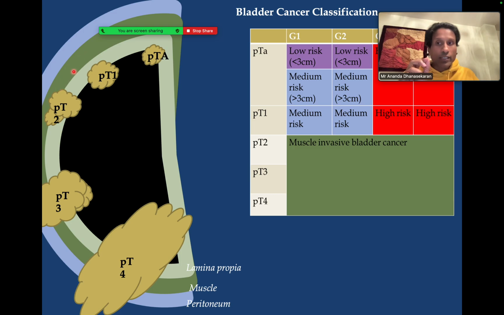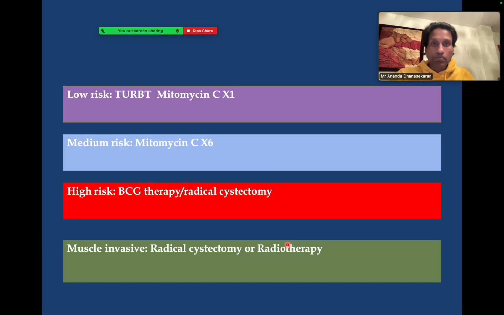The muscle is colored green, and once it reaches pT2, it means the bladder needs to come out, or there are various bladder preservation surgical options also available. And pT3 means the tumor has spread outside the bladder. pT4 means the tumor is involving the surrounding organs, like for example the prostate, etc.